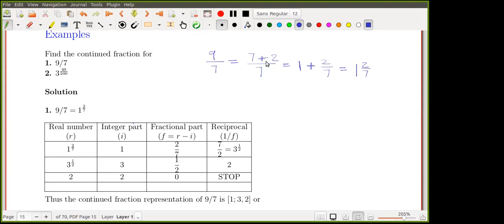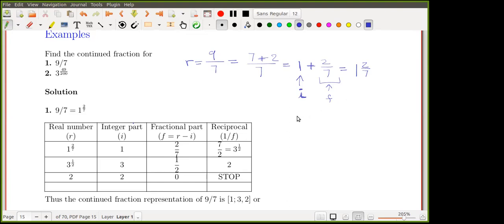So it's always better to write our real number as a mixed fraction. Because from here we know already what is our integer part, and this is our fractional part. So it's read directly without any ambiguity. Okay, so once we have it, we draw the table as I mentioned previously. This is our original, the very first expression of R, given by this mixed fraction form. And we have the integer part 1 and then the fractional part 2/7. And then we take the reciprocal of this, which is 7/2.